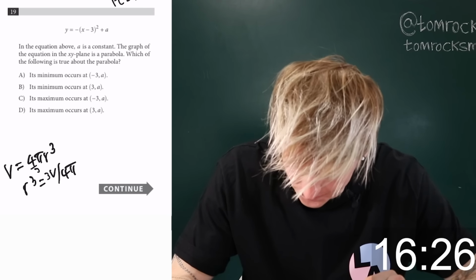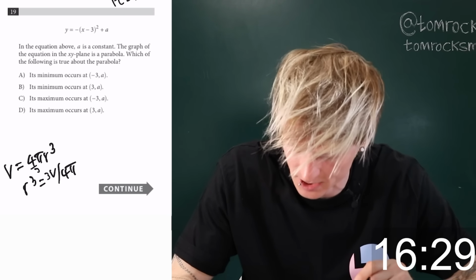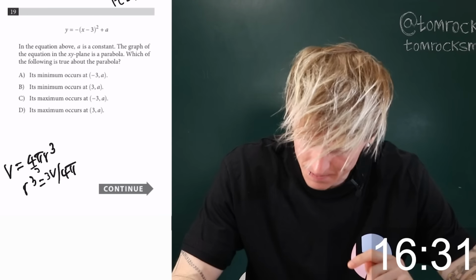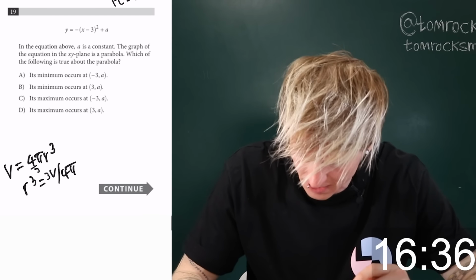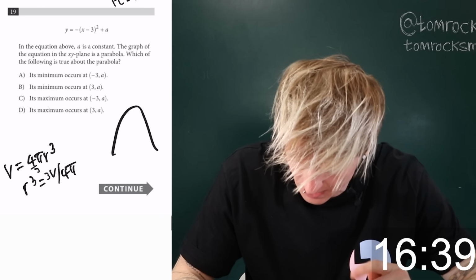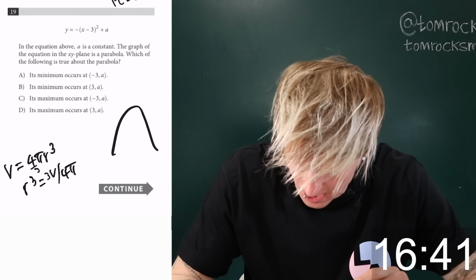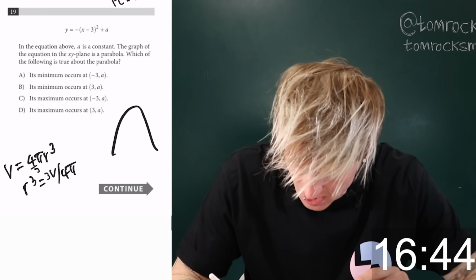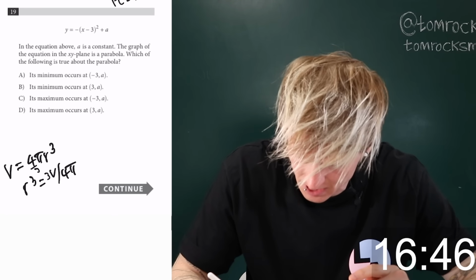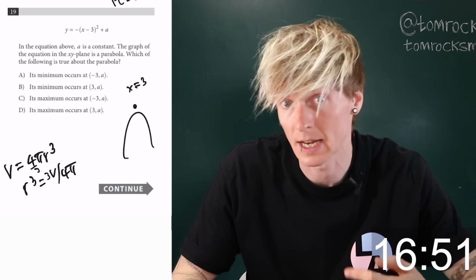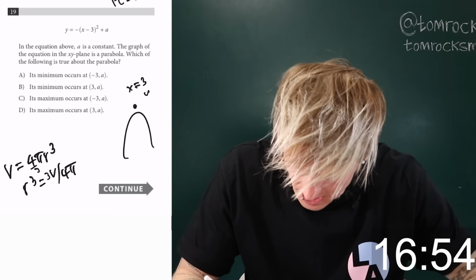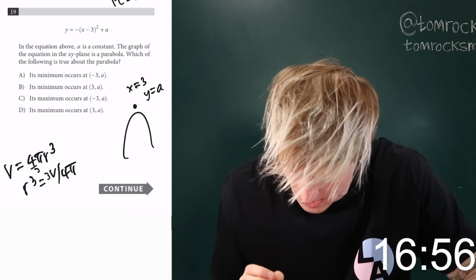19. In the above equation, A is constant. The graph of the equation is a parabola. Which of the following is true? So it's a negative parabola. And we know that when x is 3, it's centered on that point, and y is A. So that's the maximum. Its maximum occurs at 3, A, which is D.